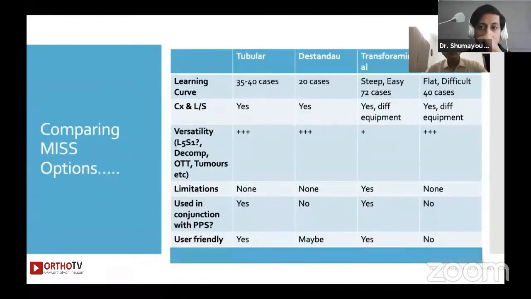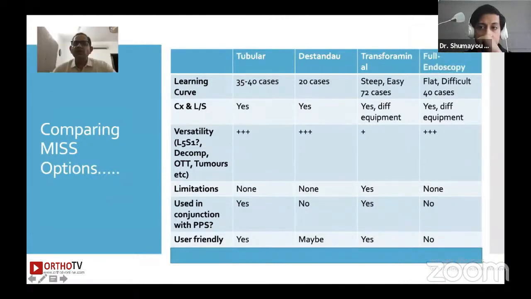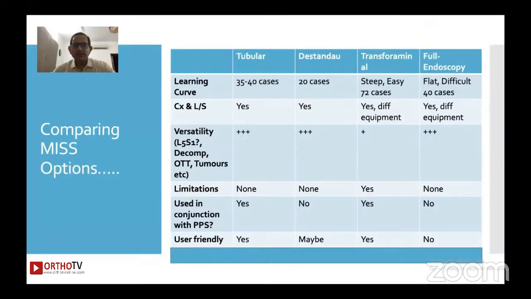Now, if you compare the four options, the tubular variety, the Destandau, along with the transforaminal and full endoscopy, all these systems have a learning curve, which may range from 20 to 40 cases. The transforaminal has a slightly steeper curve, but is easier to master as compared to the full endoscopy technique. The application of all four of these systems is possible in the cervical spine.